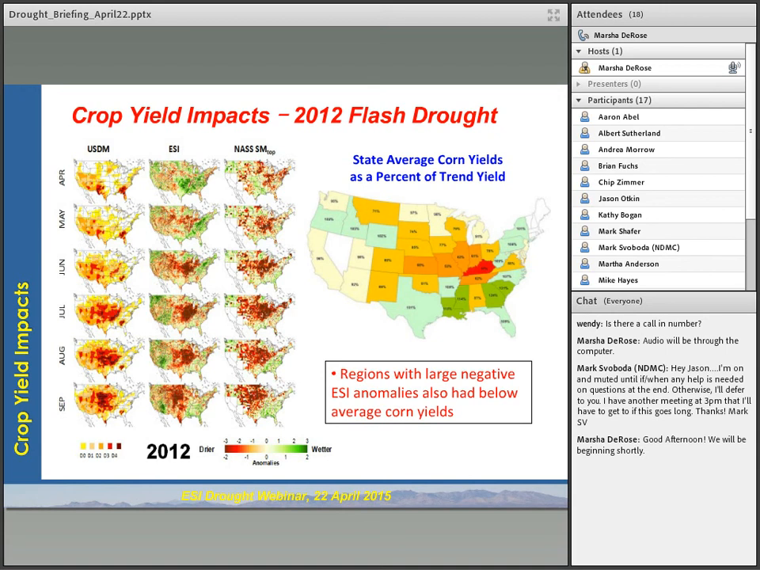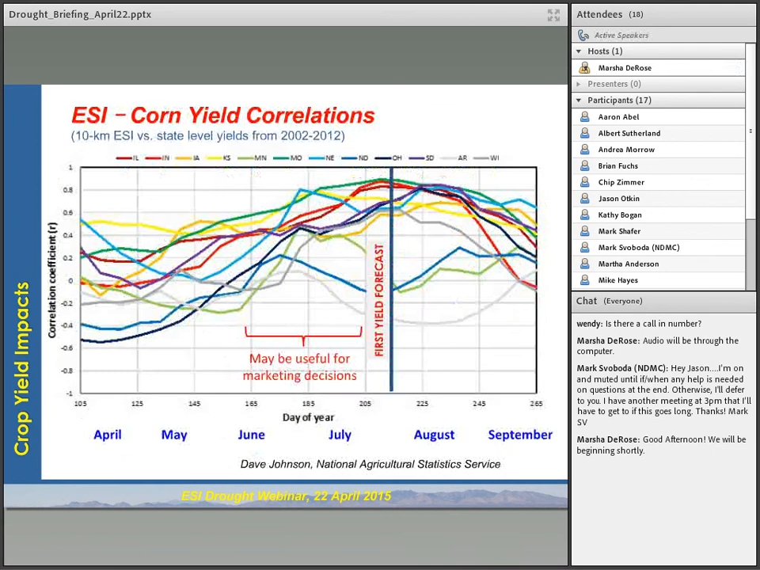Now, you can see that corn yields were greatly reduced across the U.S. Corn Belt, with yields generally less than 80% of normal in most of the states. The largest yield reductions occurred across the western and central Corn Belt in areas that were hardest hit by the drought. Overall, you can see that there is a strong relationship between the severity of the drought event, as depicted by the Evaporative Stress Index, and the areas with the largest corn yield reductions. Next slide, please.